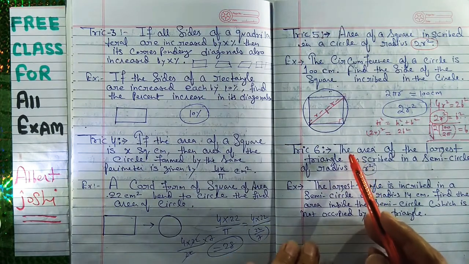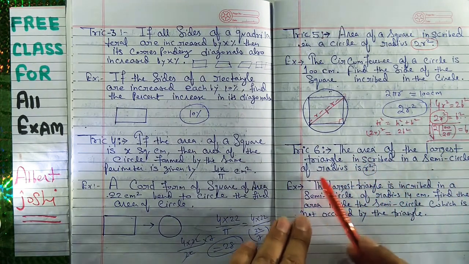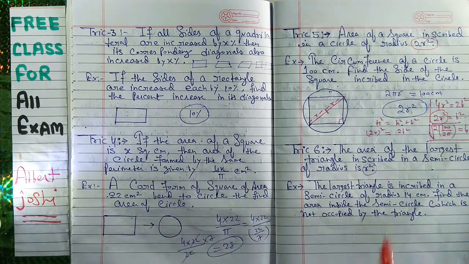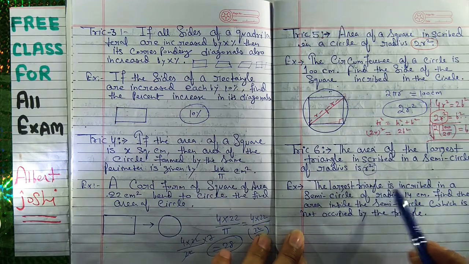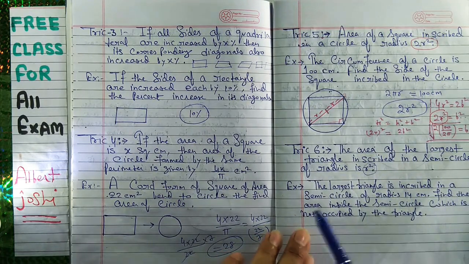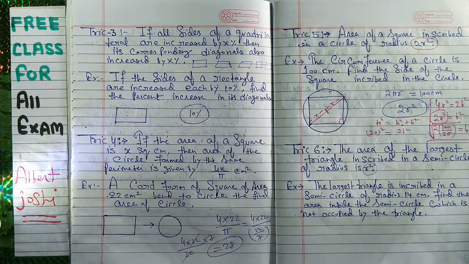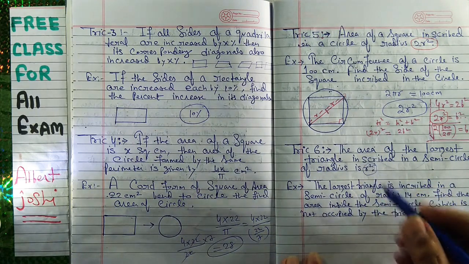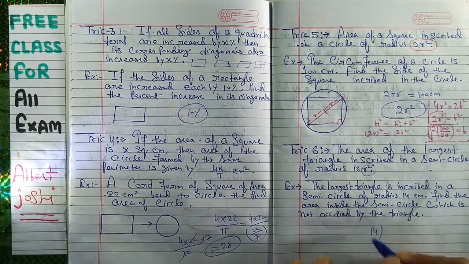Similarly in this question, the area of the largest triangle inscribed in a semicircle of radius r is r square. In this question they have asked the largest triangle is inscribed in a semicircle of radius 14 centimeter. Find the area inside the semicircle which is not occupied by the triangle. So that is also r square. So your radius is 14, so 14 square.